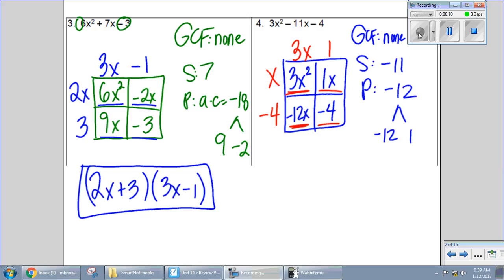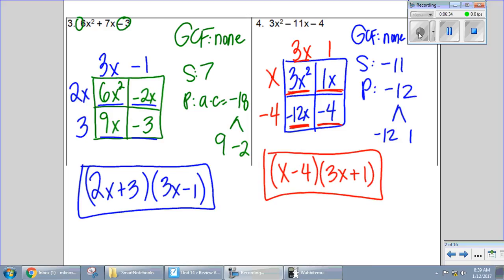I can double check myself because x times this 3x gives me 3x squared. This x times 1 gives me 1x. This negative 4 times that 3x gives me a negative 12x. Negative 4 times 1 gives me a negative 4. So I can pull out these factors and bring them down right here. There we go. Okay, so on to number 5.